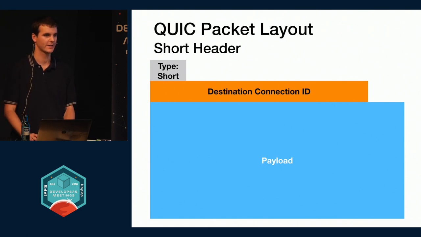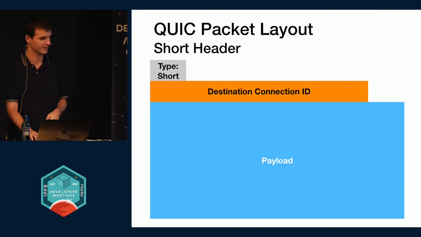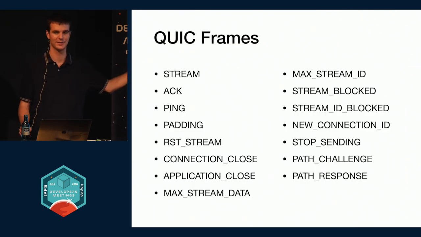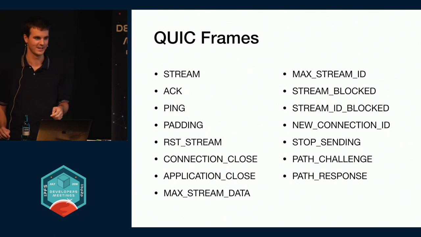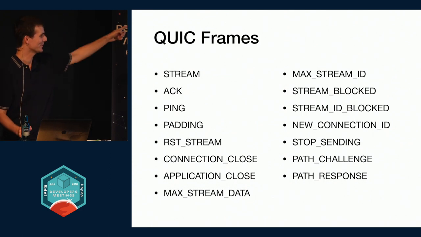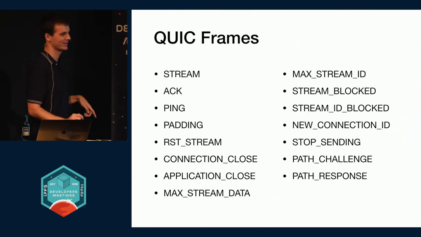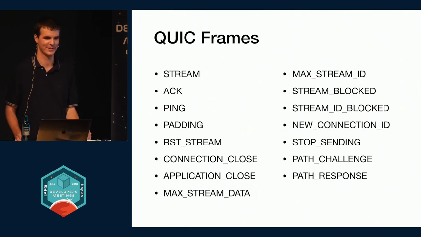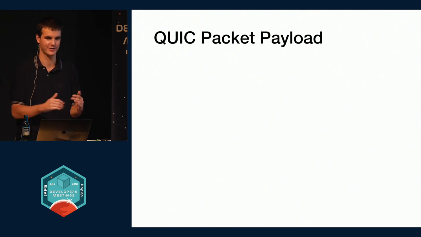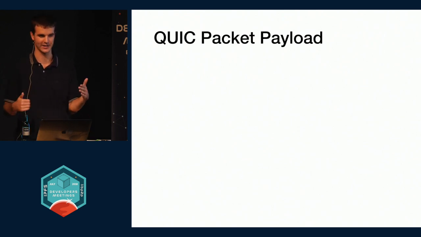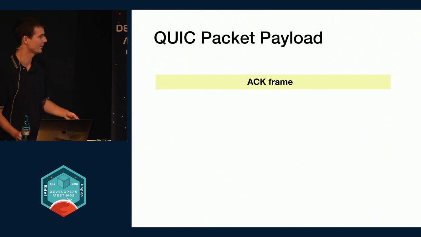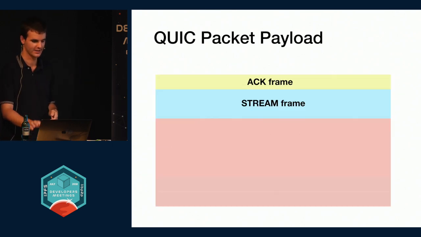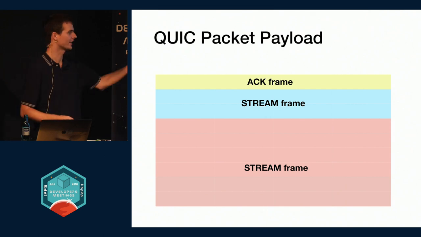The payload of a QUIC packet is composed of frames, and there are a lot of frames, and don't worry, I won't go through all of them. The most important ones are the first two. Stream data is carried in stream frames, and acknowledgments for received packets are carried in ACK frames. When you compose a QUIC packet, you just serialize the frames one after the other. So, for example, we could have an ACK frame first, and then two stream frames for carrying data for different streams.